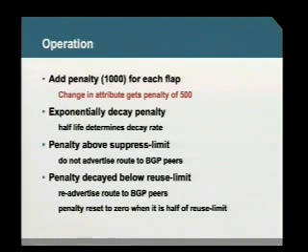We exponentially decay the penalty. So half-life determines the decay rate, and you can change the half-life to what you want. If the penalty goes above a suppress limit, we don't advertise it to external neighbors. If it goes below a reuse limit, then we can re-advertise it. So once it goes below a reuse limit, then of course the flapping must have stopped.